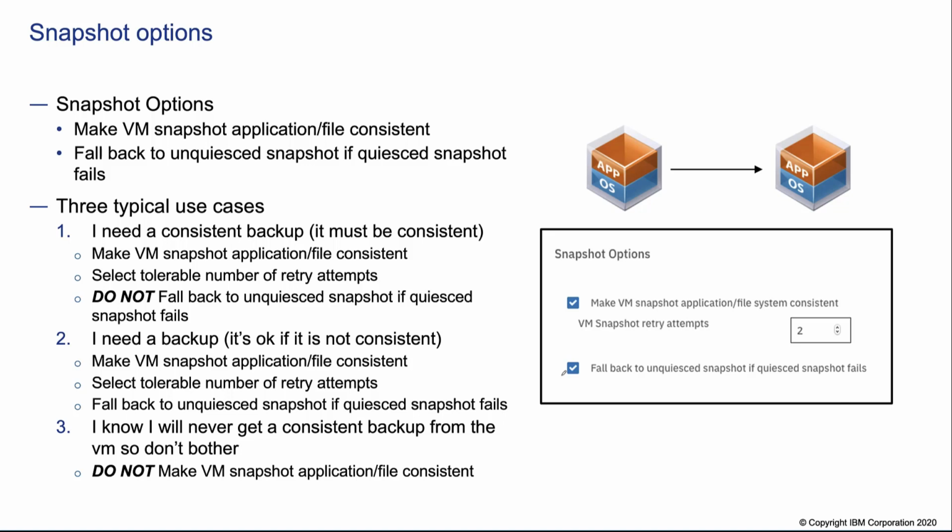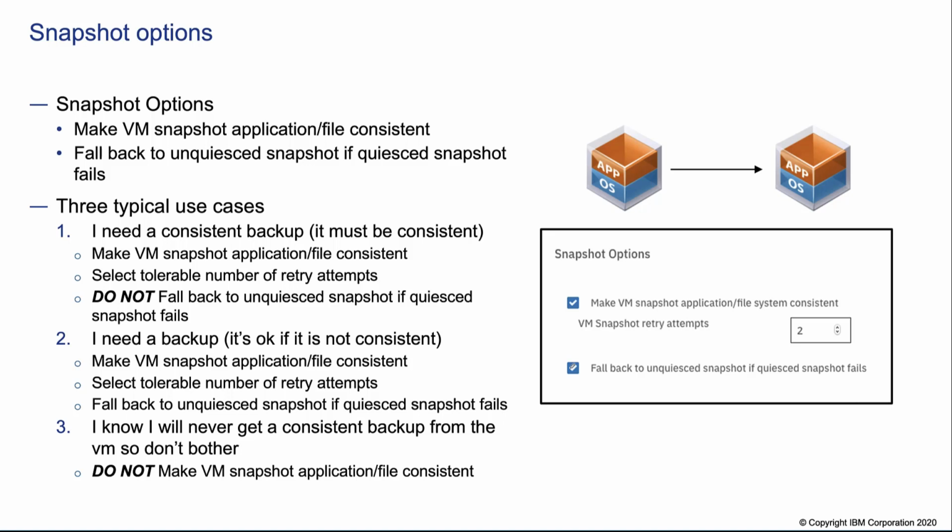The second option is for those people that say, I need a backup. It doesn't matter. At the end of the day, I need a backup of the machine. And it would be nice if it was application consistent or file consistent, but it's not absolutely necessary. So for this case, I'm going to say, make the snapshot file system consistent, which allows it to try at least one time to make it file consistent. And if it can't do that, I'm going to check this second box that says, if I can't make the snapshot application consistent, then fall back to using unquiesced snapshot and just back up the data. Again, I need the backup. That's more important than worrying about whether it's consistent or not.